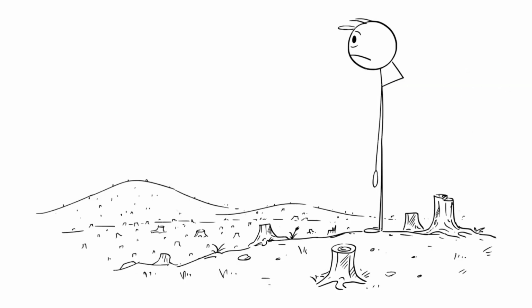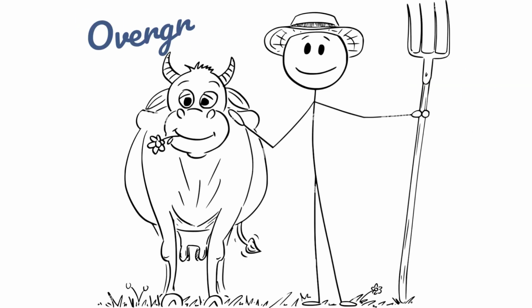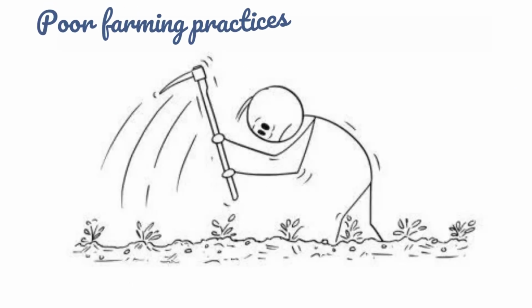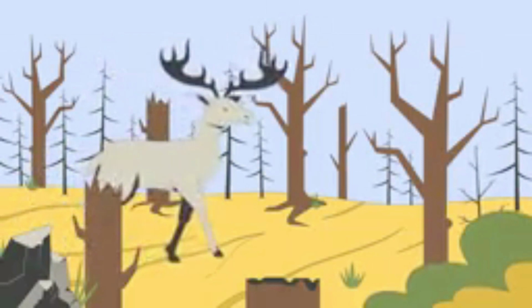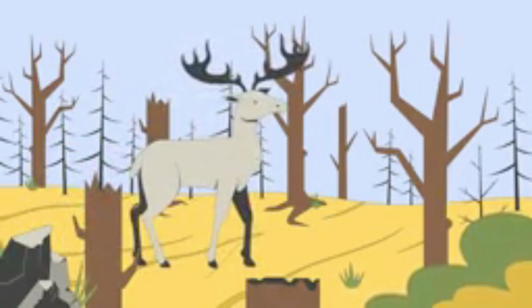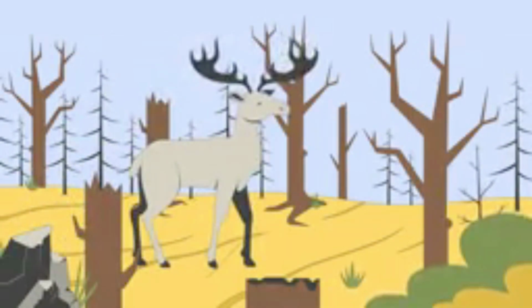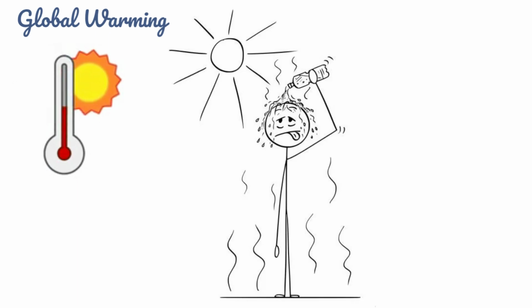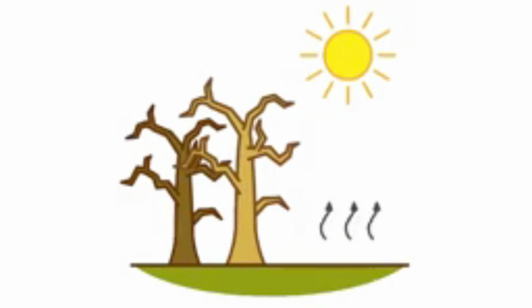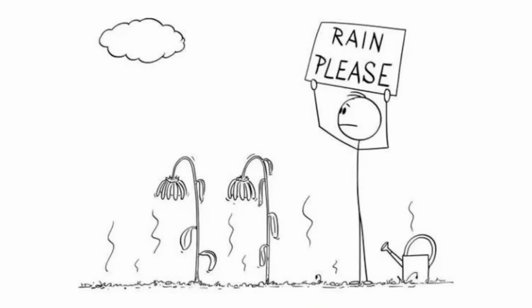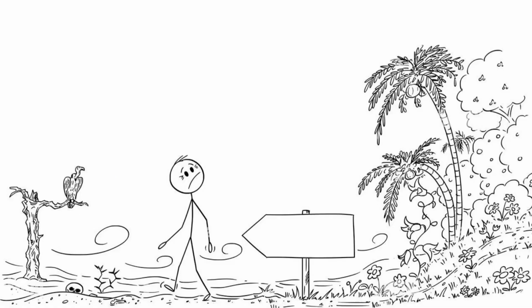The human role. In recent times, deforestation, overgrazing, and poor farming practices have made things worse. The land lost its natural vegetation, and desertification spread faster. With global warming, summers became hotter, evaporation increased, and rainfall decreased, making the desert grow even faster.